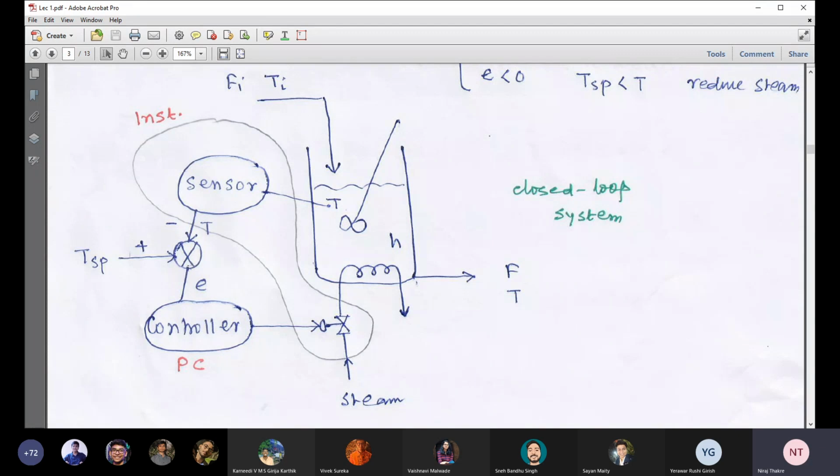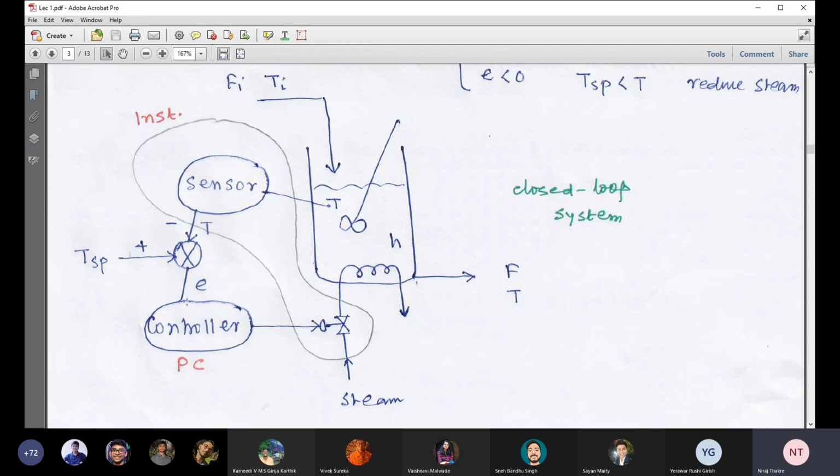Yeah, so this is the error signal, and you note down this one. This one is called comparator. It basically compares the set point with the measured signal, the temperature. So the error equation I have given before, that is TSP minus T. You are understanding from the sign also.